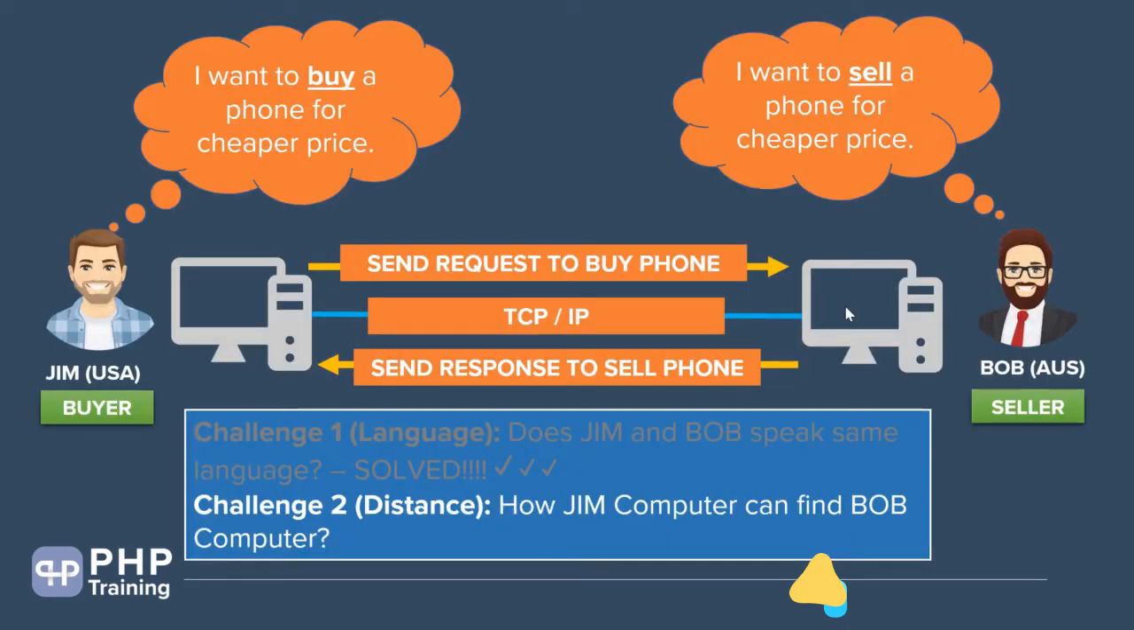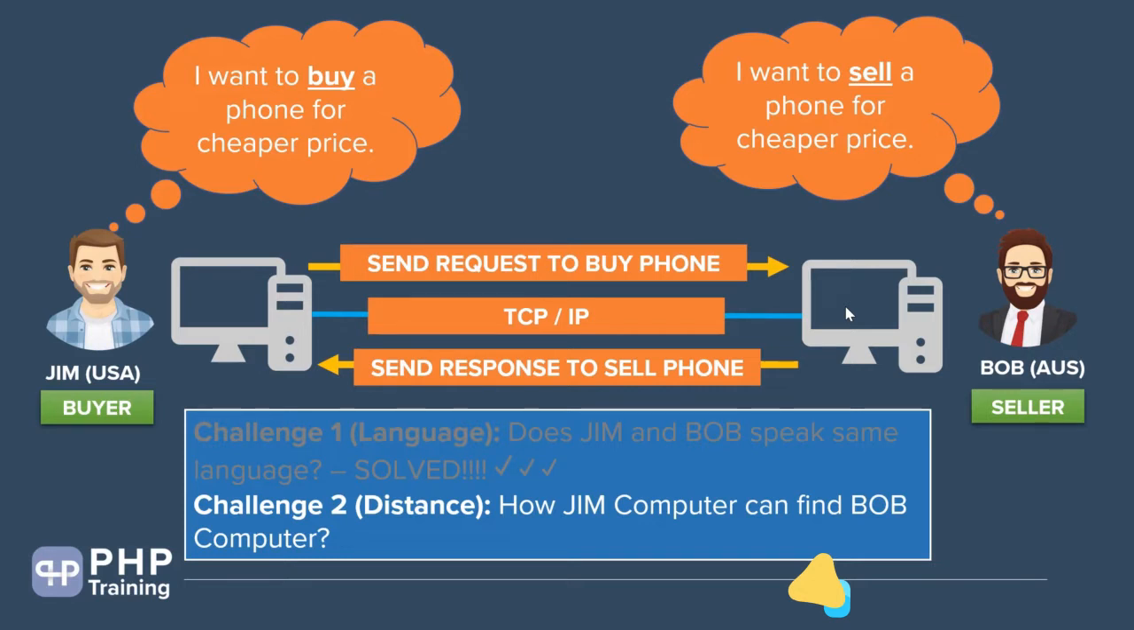Well, that solves the first challenge, the language challenge, and it is solved via the protocol. They first agree on a protocol. So Jim's computer and Bob's computer agree on a protocol called TCP/IP. Jim initiates the request saying, "I want to buy a phone." Bob sends a response to Jim saying, "Okay, I'm going to sell the phone to you." So challenge 1, the language challenge, whether Jim and Bob speak the same language, is solved by agreeing on a protocol. And a protocol is a set of rules.